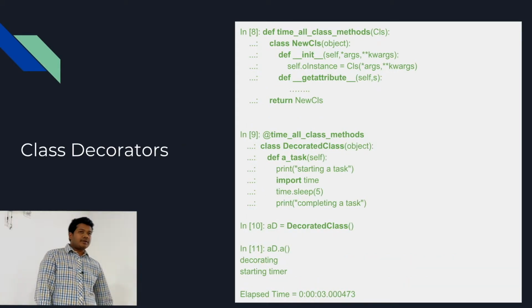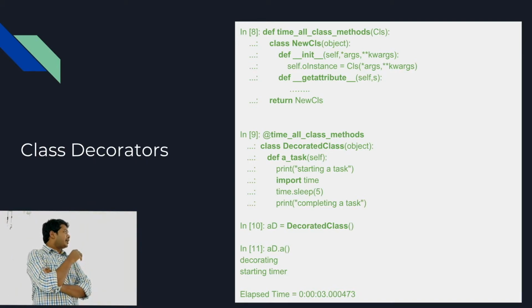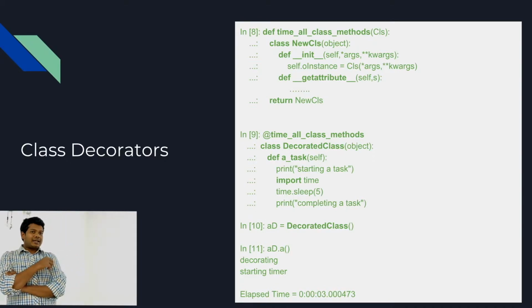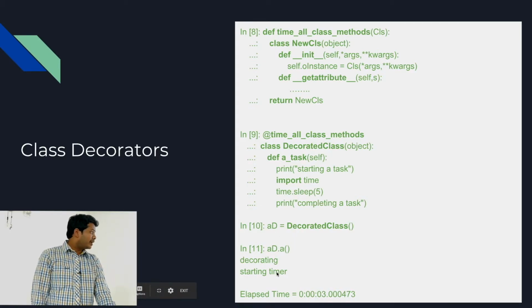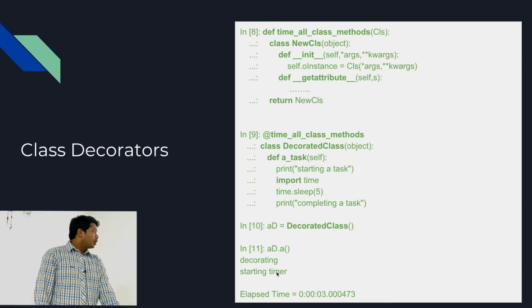And finally, class decorators. We don't need to decorate each and every function of a class. You can decorate a class with one function, and it applies to all the functions in the class. For example, I have one decorator function, time all class methods. If you want to time all the methods in a class, you can just decorate the class itself, and it will be applied every time a function executes for an object of that class. It starts the timer, and finally it prints the time it took to execute the function.